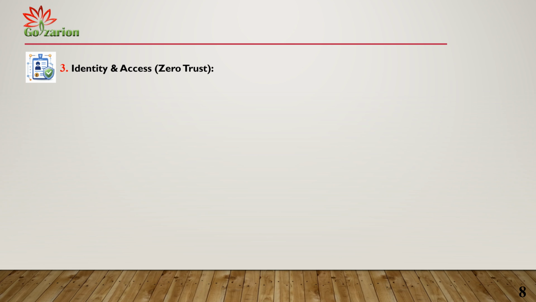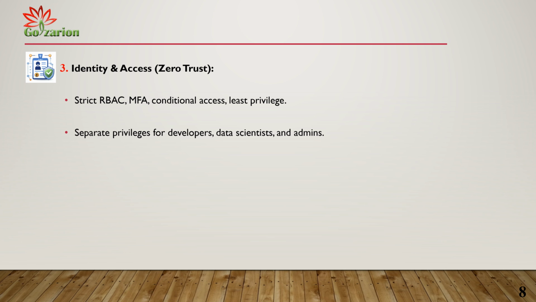Third, identity and access, using a zero-trust mindset. That means a strict RBAC, MFA, conditional access, least privilege. And importantly, separating privileges for developers, data scientists, and admins. Here's a practical example. In our AI assistant, every employee can chat with the assistant. That's fine for the general policy questions.